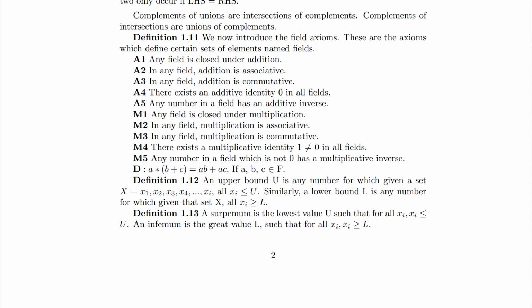A supremum is the lowest value u such that for all xi, xi is less than or equal to u. Therefore, for example, for the set 0, 1, 2, the supremum would be 2. This is the only supremum, as any other value would not be the lowest upper bound, as there are lower ones.